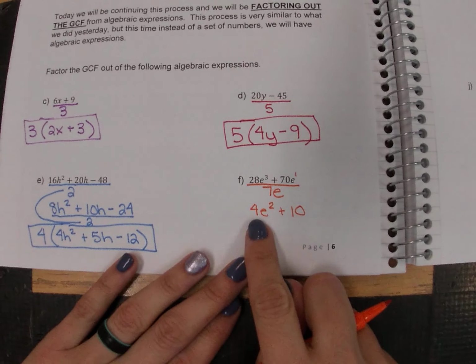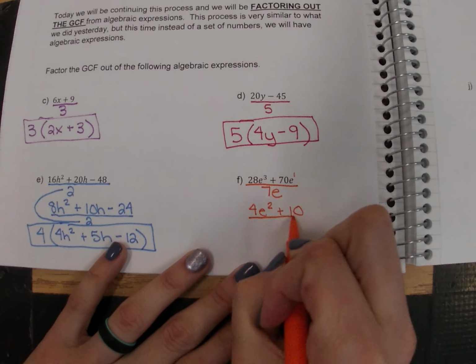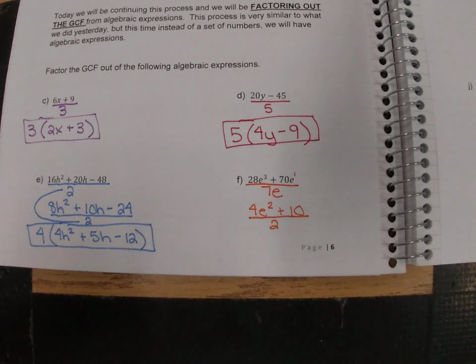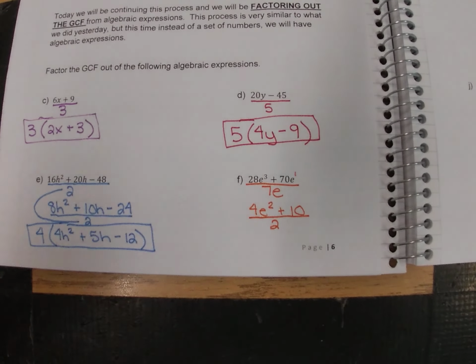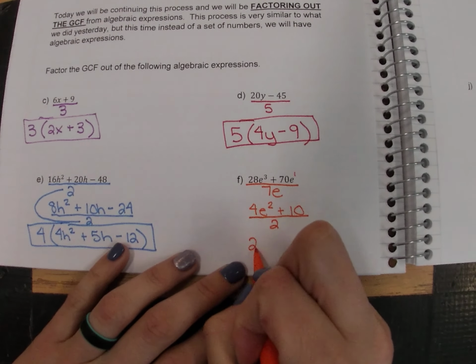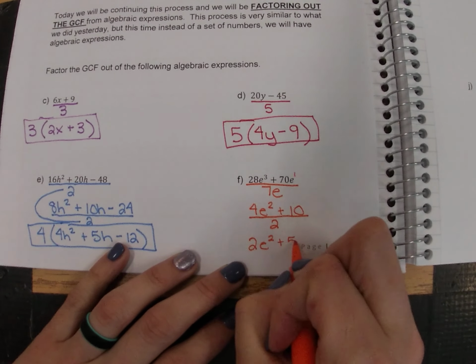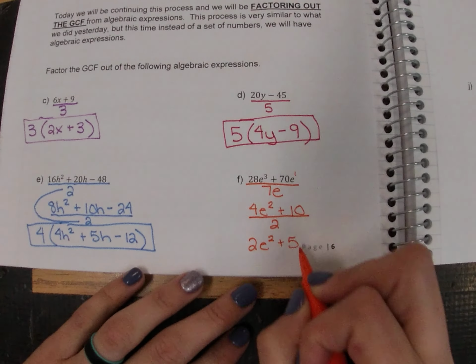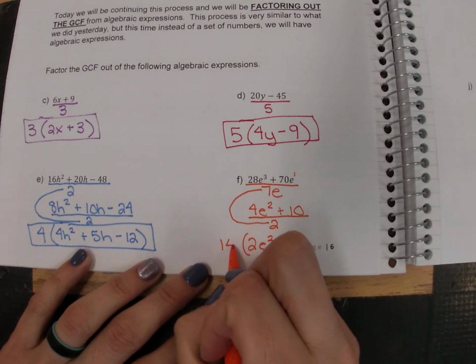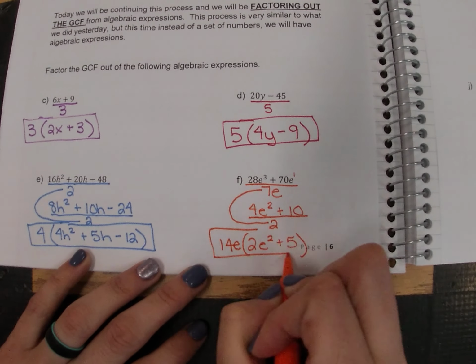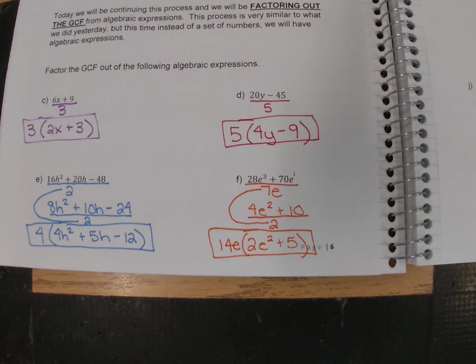And then we check again. What goes into 4 that will also go into 10? Well, then we could divide by 2. They do not both have the e, so we cannot pull out an e at this point. So that will leave us with a 2e squared plus 5. Okay, we can't go any further with that, and so we multiply our 2 values, which gives us 14e as our GCF to be writing in front.